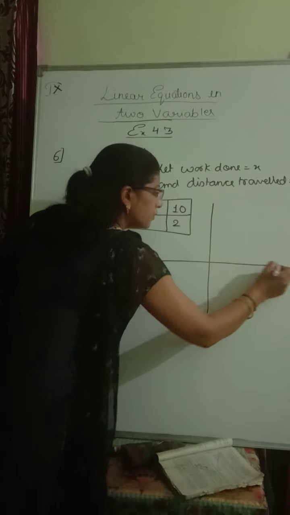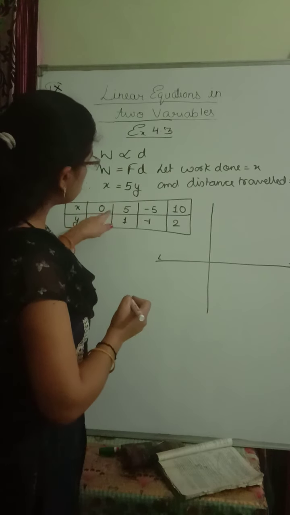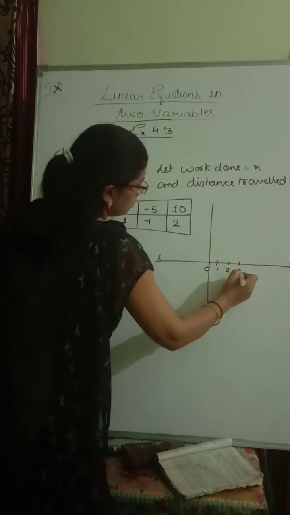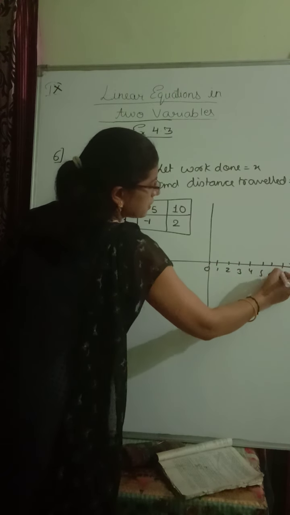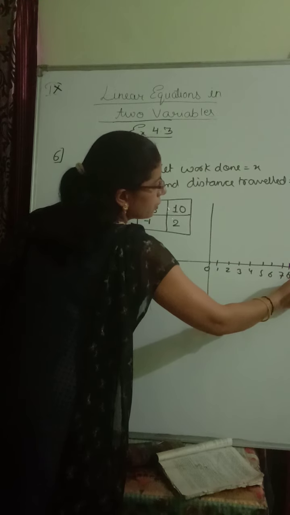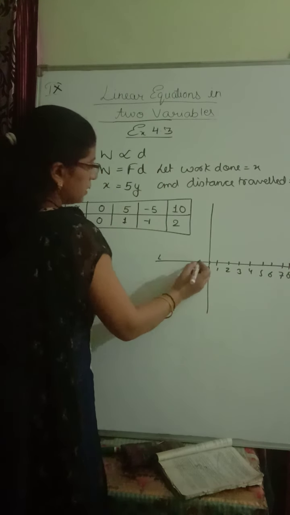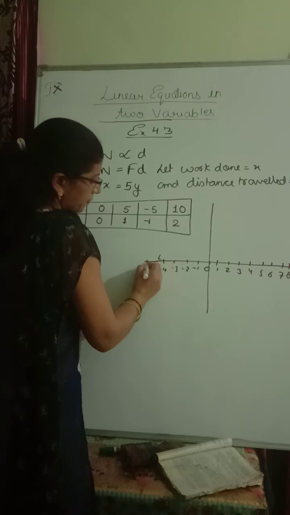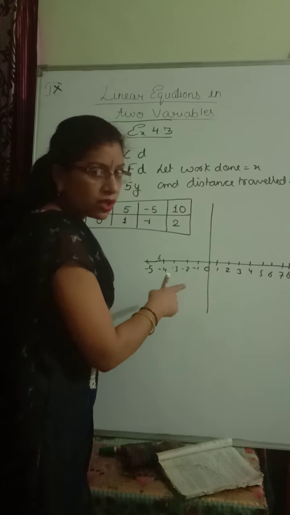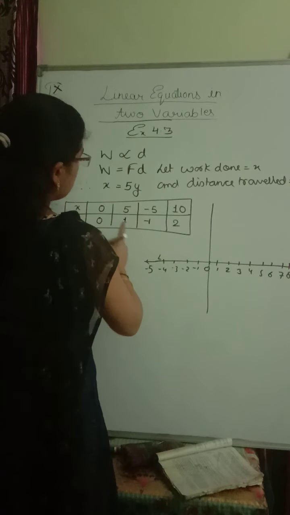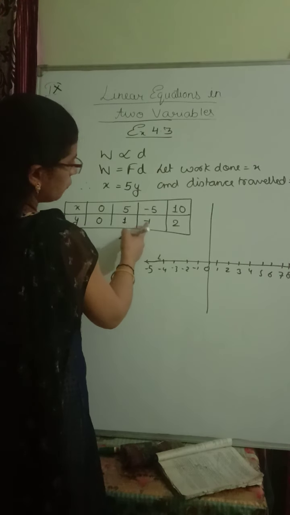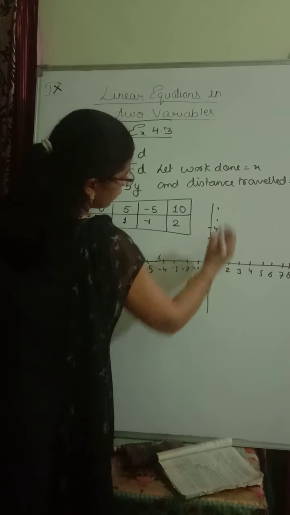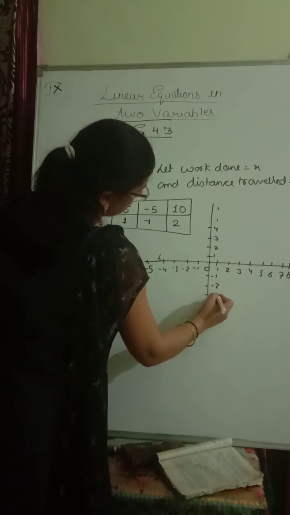So for the graph, the values of x are 0, 5, minus 5 and 10. So on the x-axis mark 0, 1, 2, 3, 4, 5, 6, 7, 8, 9, 10, and also minus 1, minus 2, minus 3, minus 4, minus 5. You will draw it on graph paper so that it comes accurate. And in y, we have 0, 1, minus 1 and 2. So 1, 2, 3, 4 is enough, and in the same way minus 1, minus 2, minus 3 is enough.